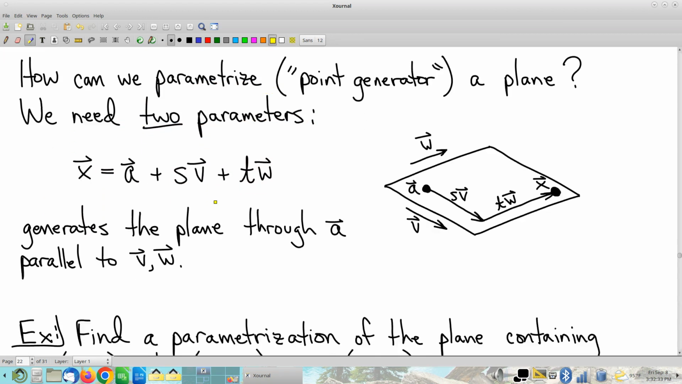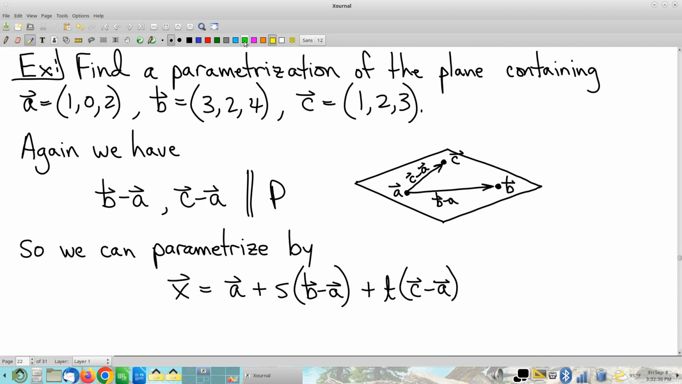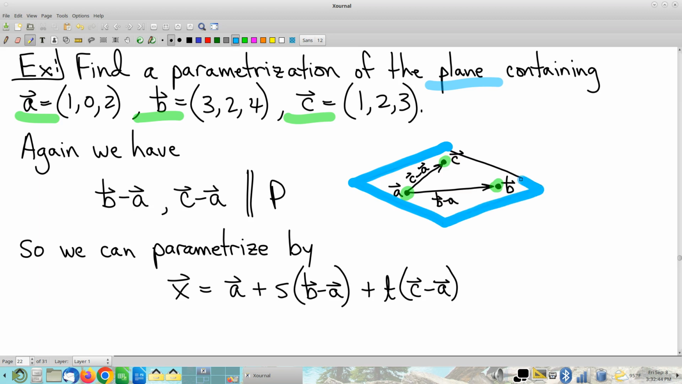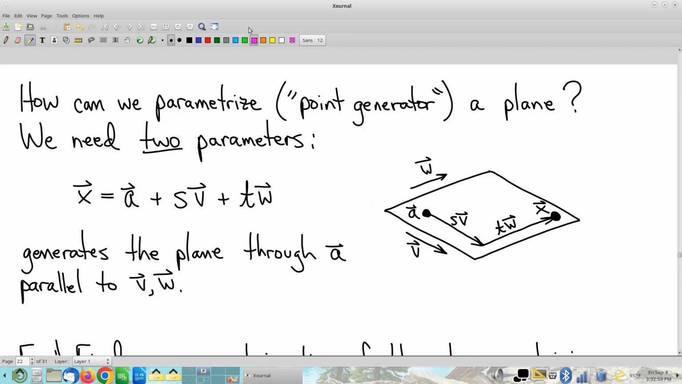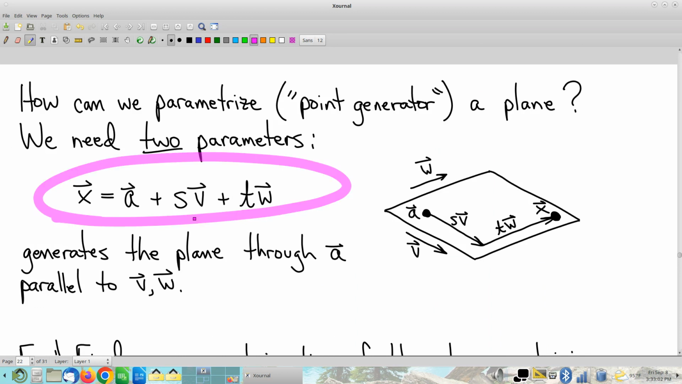Okay, let's do one. Here is a familiar story. We've got 3 points, A, B, C, and those 3 points define a plane, like so. The unique plane that goes through those 3 points, let's presume they're not all along a line. And we want to find the parameterization. Well, here's our formula for a parameterization, applied to the specifics of what I have below. I'm going to need a point in the plane, and I'm going to need two vectors parallel to the plane.